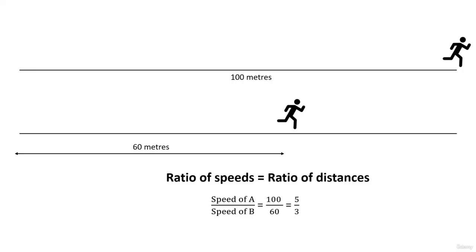And that is why the ratio of speeds here will be equal to the ratio of the distances, 100 divided by 60, which is 5 is to 3. Okay. So this is what we'll typically use in these upcoming questions. Whenever time is constant, the distance is proportional to the speeds.